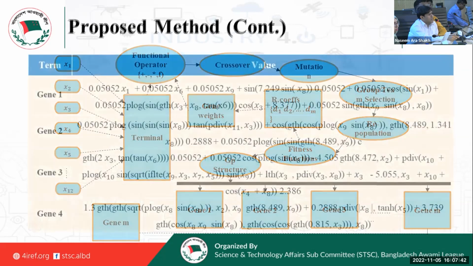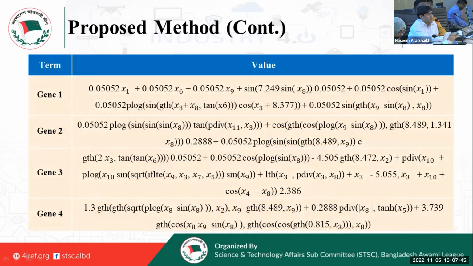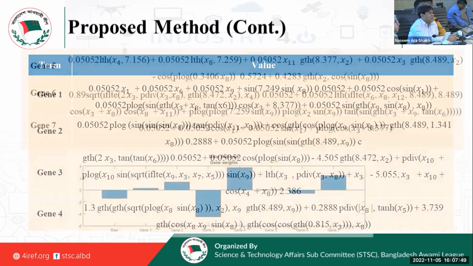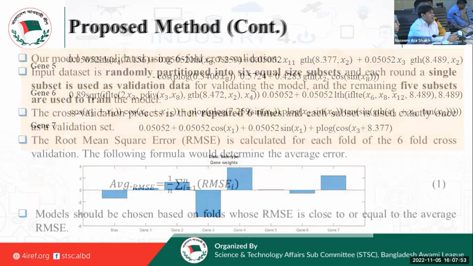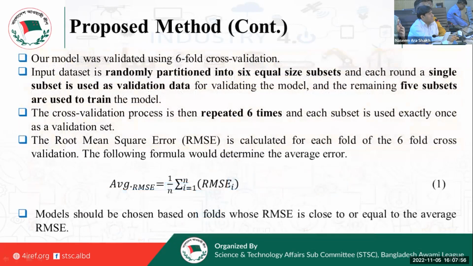And this is some examples of gene 1 and gene 2 and their respective mathematical models. And this is another, gene 5, 6, 7. And our target is to build an efficient model.